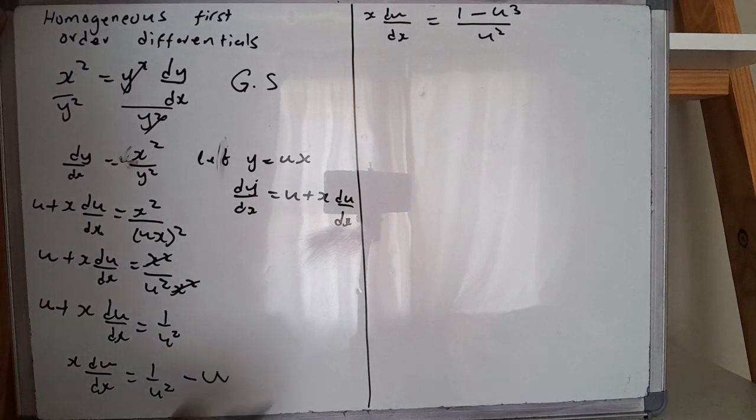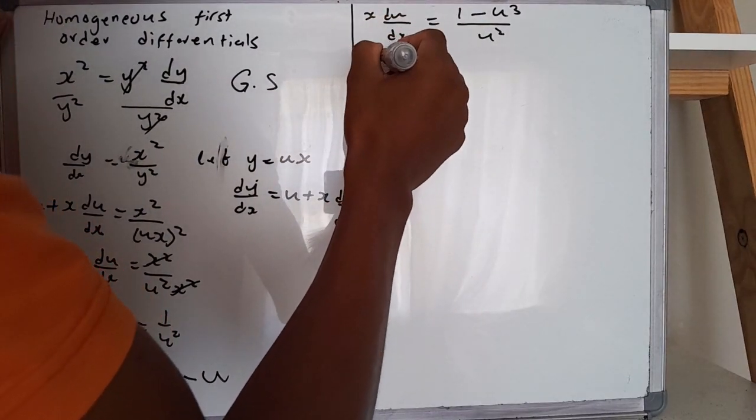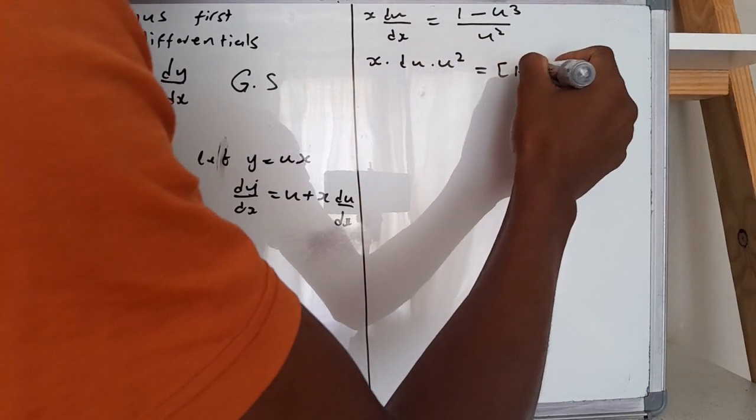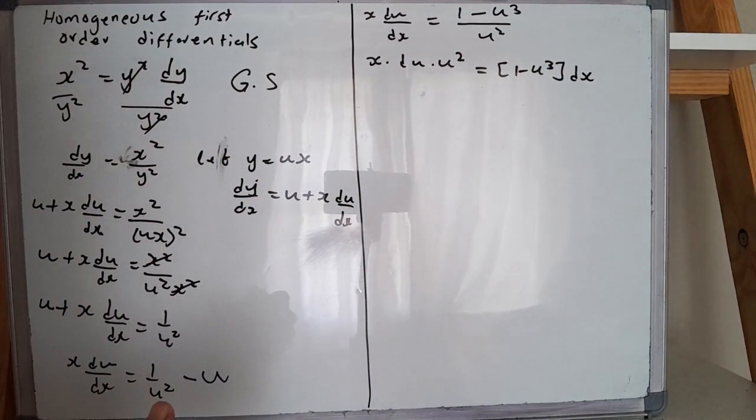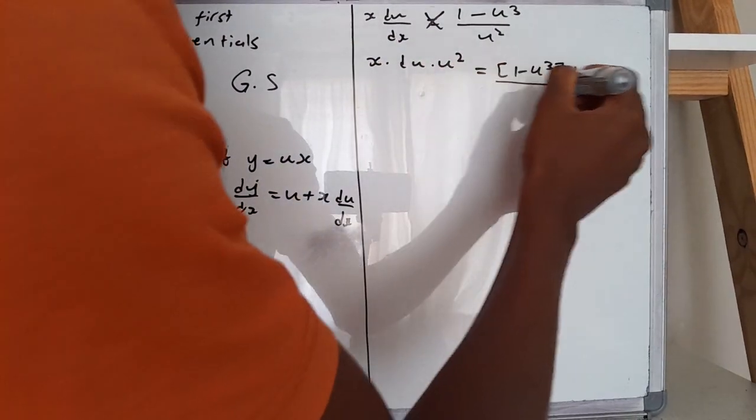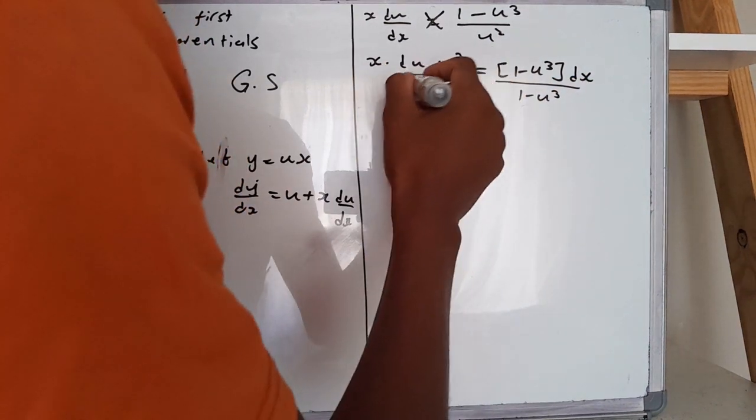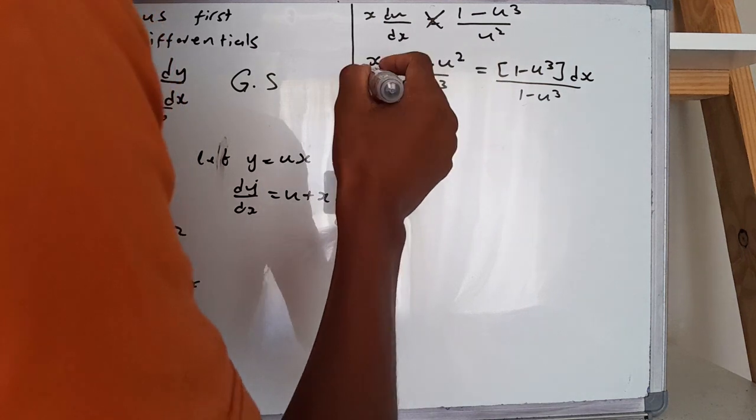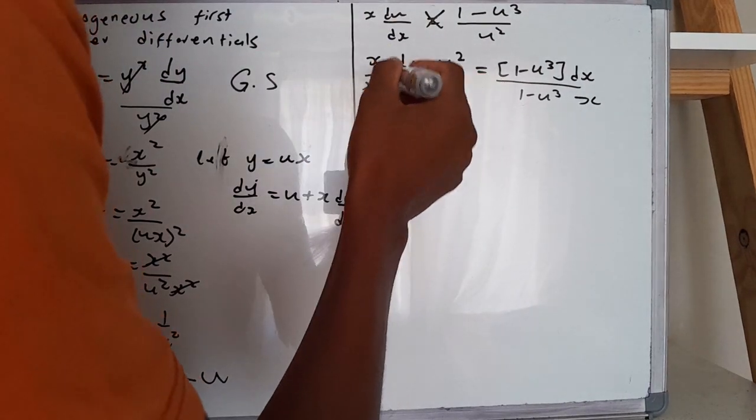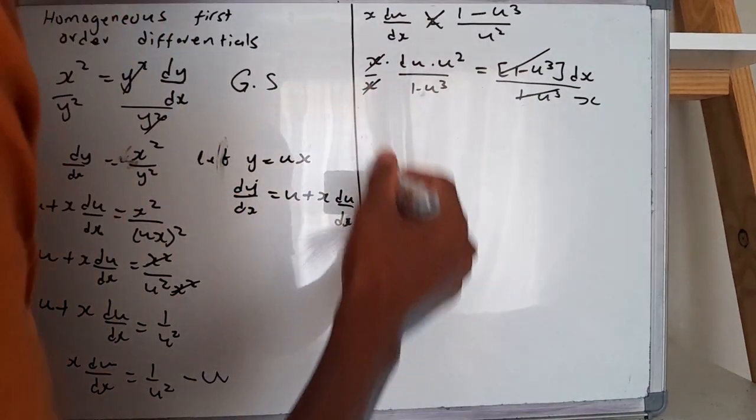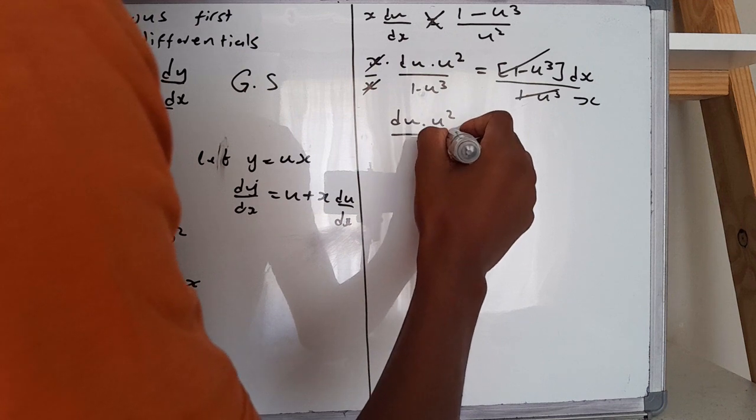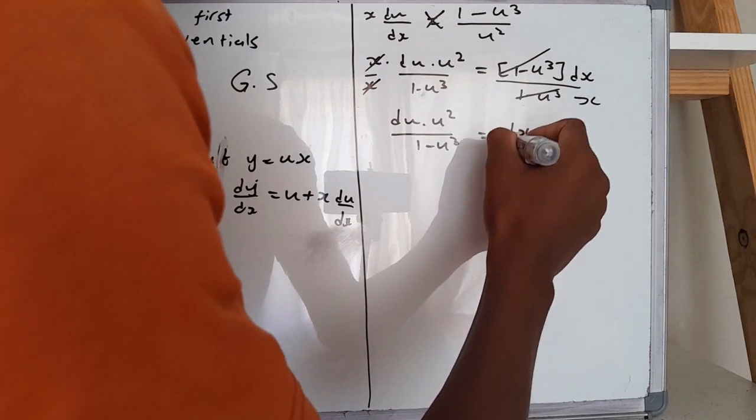Then try to separate the variables. When I separate the variables, I'll have x du multiplied by u squared is equal to 1 minus u cubed dx. What did I do? I cross multiplied. Then after that, separate the variables, divide by 1 minus u cubed. Similarly, divide by x. Then this and this will cancel, this and this will cancel. I'll have u squared du divided by 1 minus u cubed is equal to dx over x.